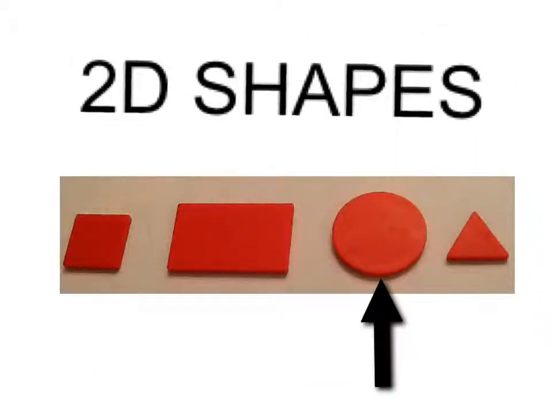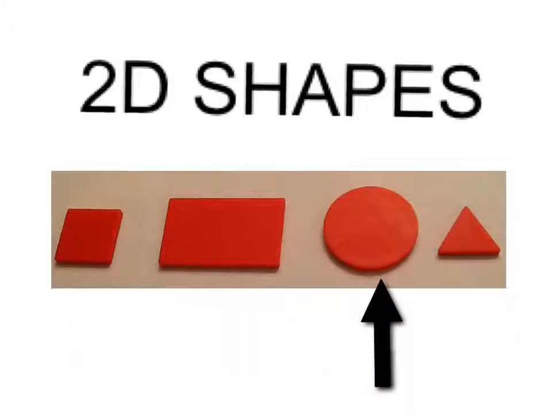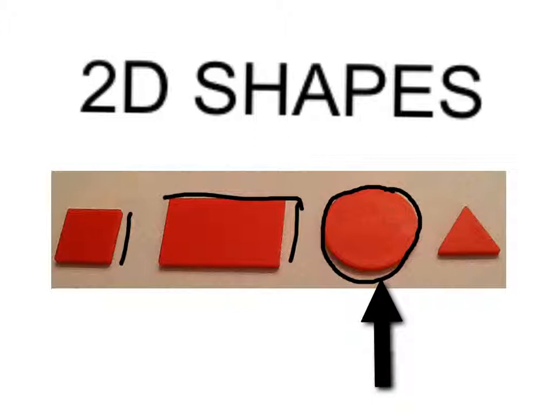You guys are doing a great job. Let's move on to our next 2D shape. Our next shape is this one right here. Go ahead and tell your neighbor what shape this is. Yep, it's a circle. Circles are a little different because they don't have any straight lines like our rectangles and our squares do. Our circles actually don't have any sides, and it is just a round shape, where our other ones have straight lines to make up the shape.